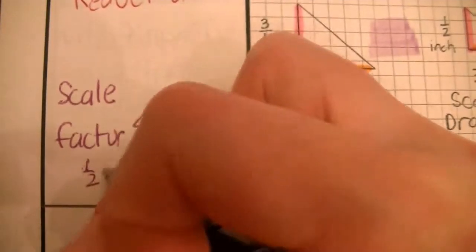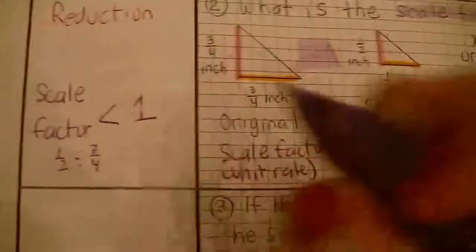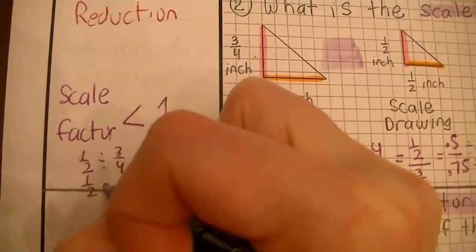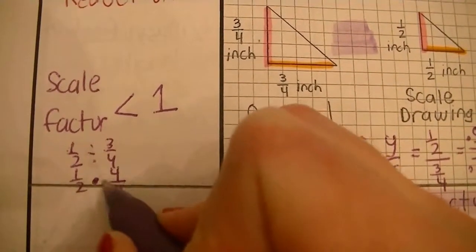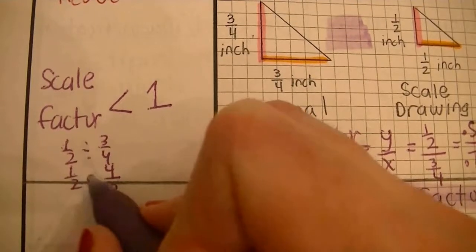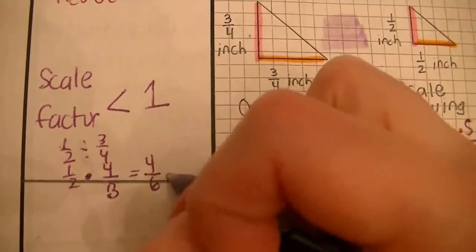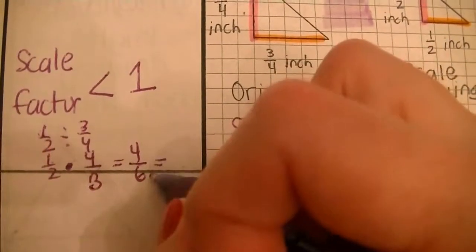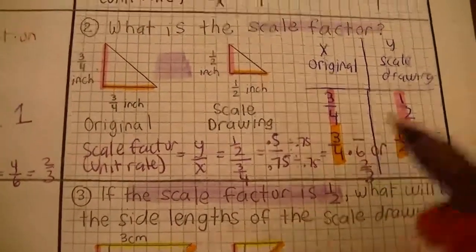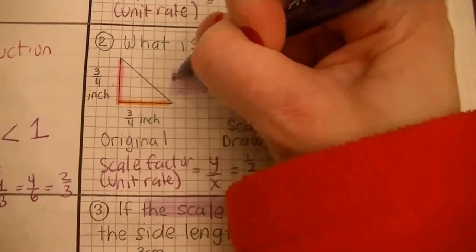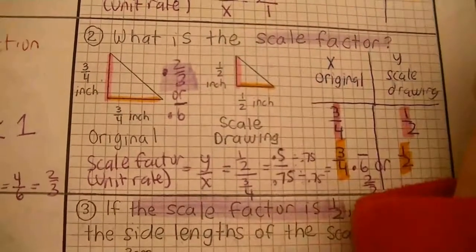I had 1/2 divided by 3/4, and you gotta go keep, change it, flip it. So when you multiply by a fraction, you just go straight across. 1 times 4 is 4, 2 times 3 is 6, and let's simplify that fraction. So divide by 2, and you get 2/3, okay, which is exactly what we got right there. So we can write that our scale factor is 2/3, or you can write 0.6 repeating, okay?